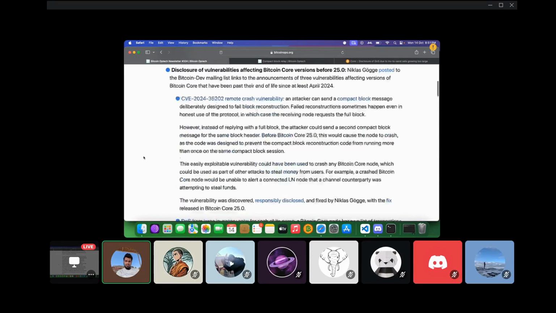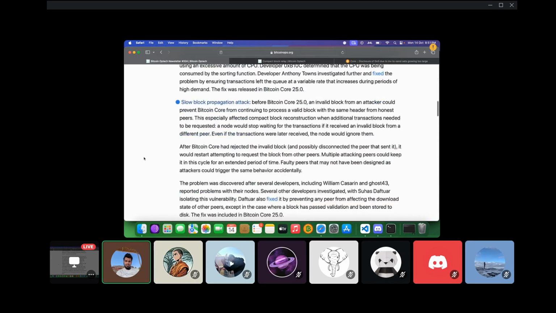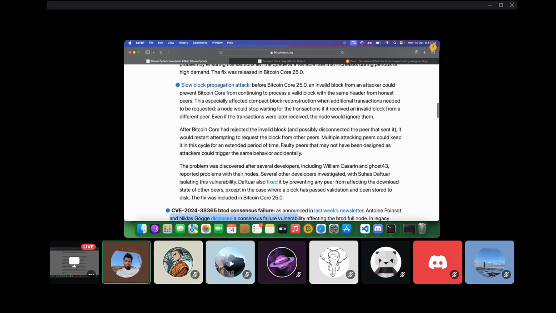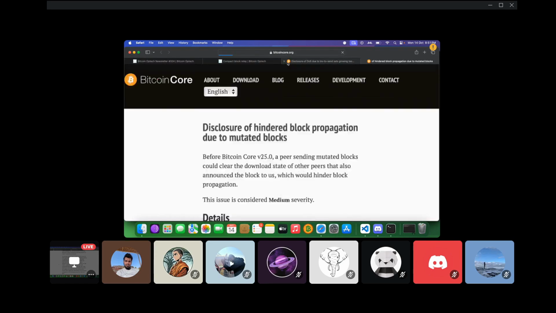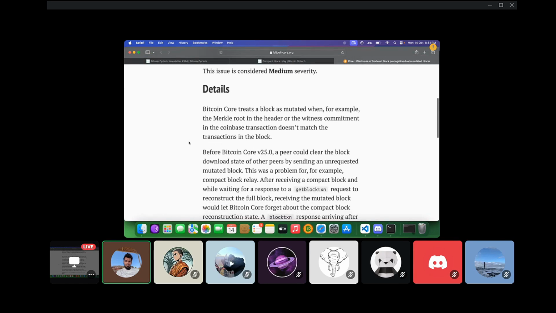Cool. So the third vulnerability is titled slow block propagation attack. Let's directly read it from here so we can save time. Bitcoin Core treats a block as mutated when, for example, the Merkle root in the header or the witness commitment in the coinbase transaction doesn't match the transactions in the block.